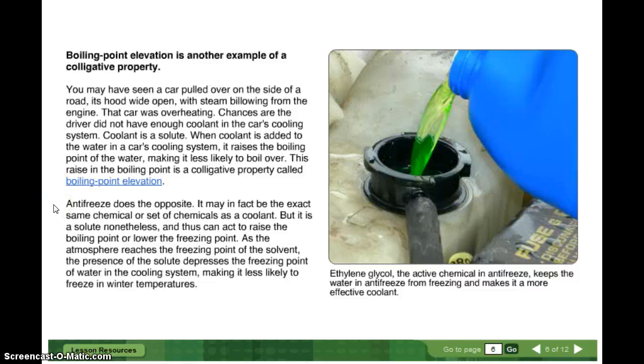Antifreeze does the opposite. It may in fact be the exact same chemical or set of chemicals as the coolant, but it is a solute nonetheless and thus can act to raise the boiling point or lower the freezing point. As the temperature reaches the freezing point of the solvent, the presence of the solute depresses the freezing point of water in the cooling system, making it less likely to freeze in winter temperatures. Ethylene glycol, the active chemical in antifreeze, keeps the water from freezing and makes it a more effective coolant. So in other words, it does both.